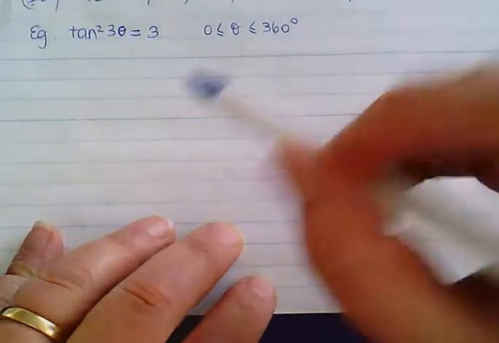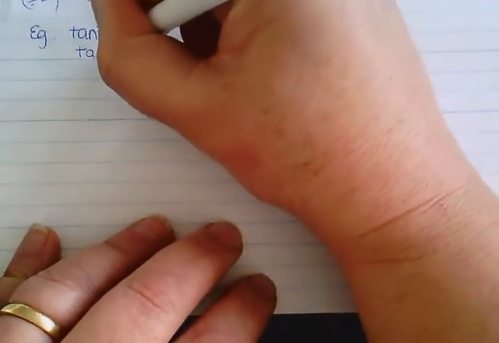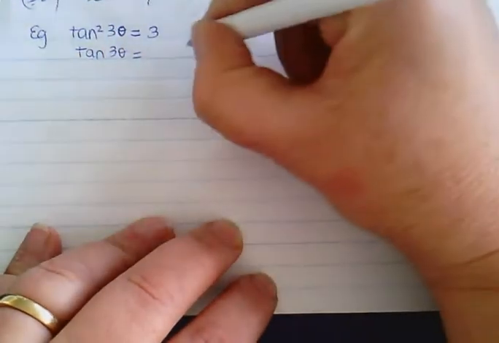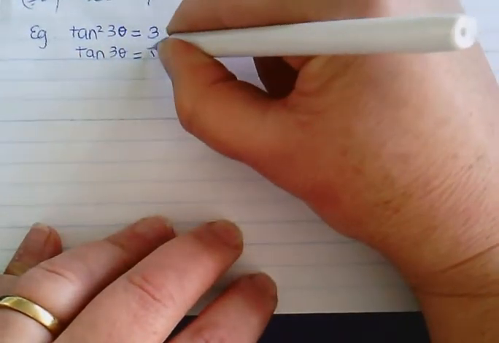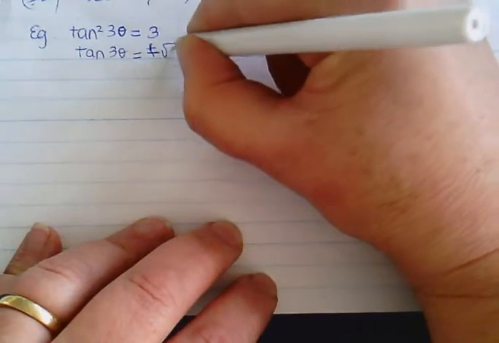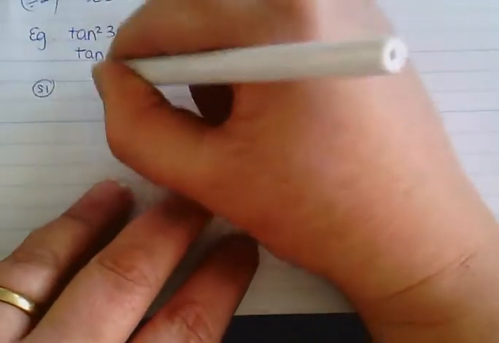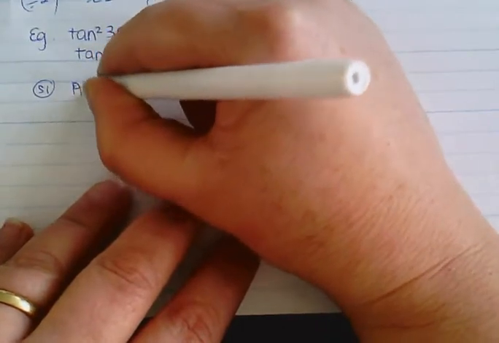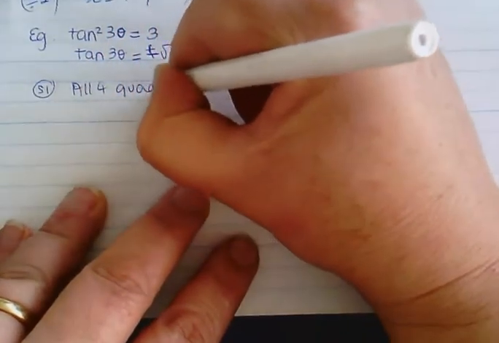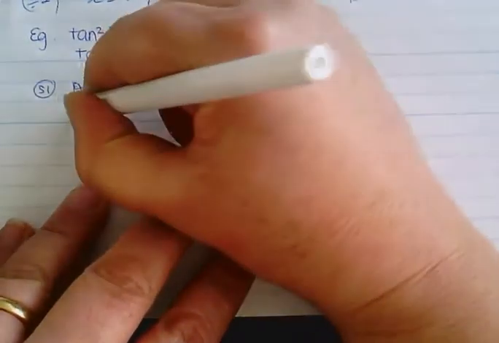Quadrants first, because it's tan squared. So if tan squared 3 theta equals 3, then the tan of 3 theta equals plus or minus the square root of 3. So which quadrants are we in? Step 1: all 4 quadrants. So I need to see all 4 quadrants.